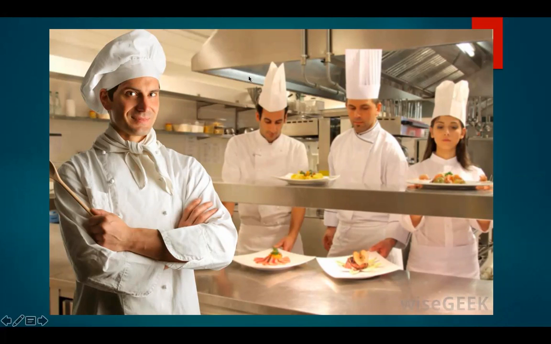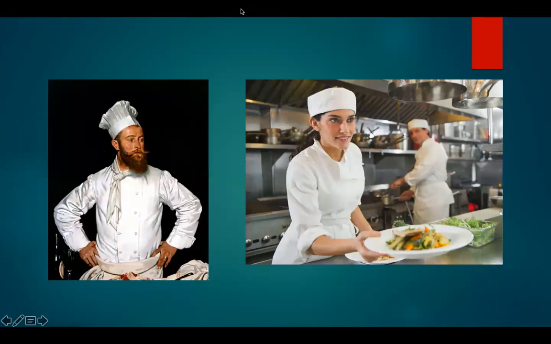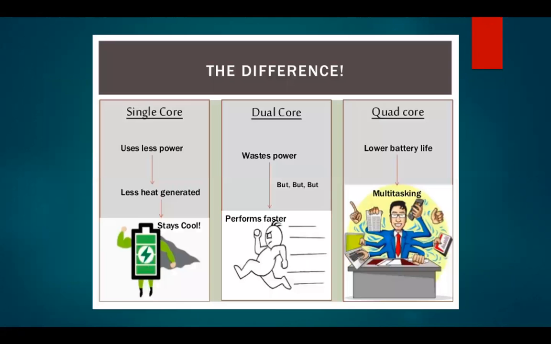When your mom is in the kitchen cooking for you, but there's a party, she can't cook alone. So there will be one or two people to help her. Similar to that, in the old computers, they used single core processors. That means only one ALU, only one arithmetic and logical unit, and only one control unit. That is like one chef in the kitchen.